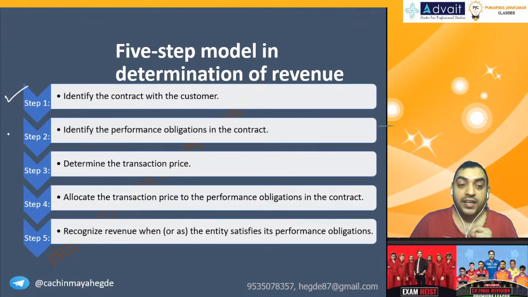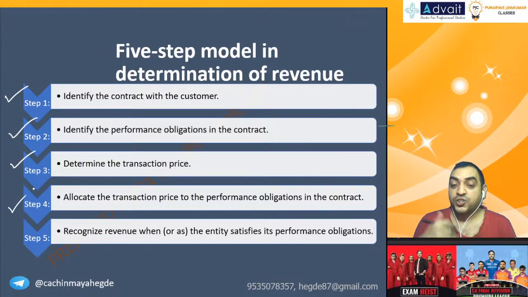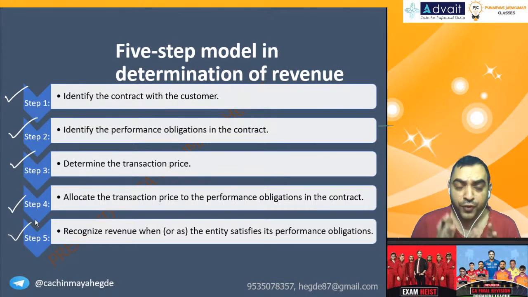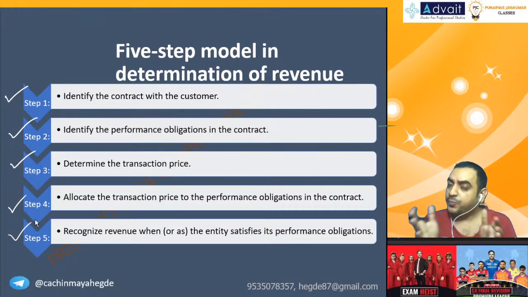Second step, identify the performance obligations in the contract. Third step, determination of the transaction price. Fourth step, allocation of the transaction price to the performance obligations. Fifth step, recognition of revenue when the entity satisfies the performance obligation. So first is identifying the contract. There has to be a contract, it need not be in writing, but there has to be a contract. If there is no contract, Ind AS 115 doesn't apply.